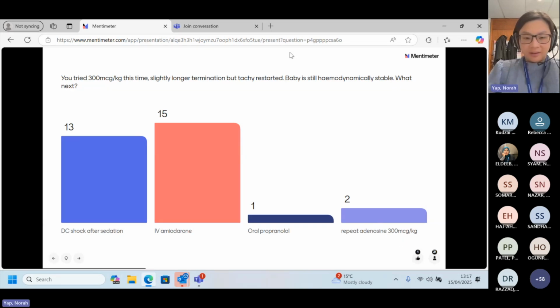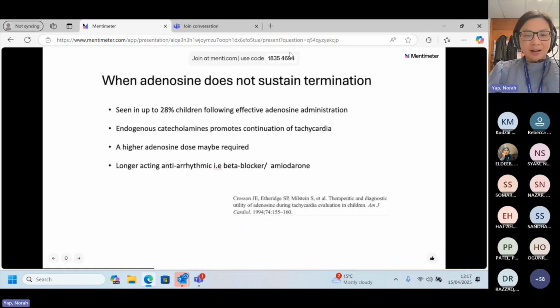Okay. Right. I like the selection of the answer. So we all know that we have all faced this type of patient where you give adenosine and it terminates for a few seconds and then the tachy restarts again. You keep going up on the dose and then the tachy just keeps coming back. This is actually not uncommon.